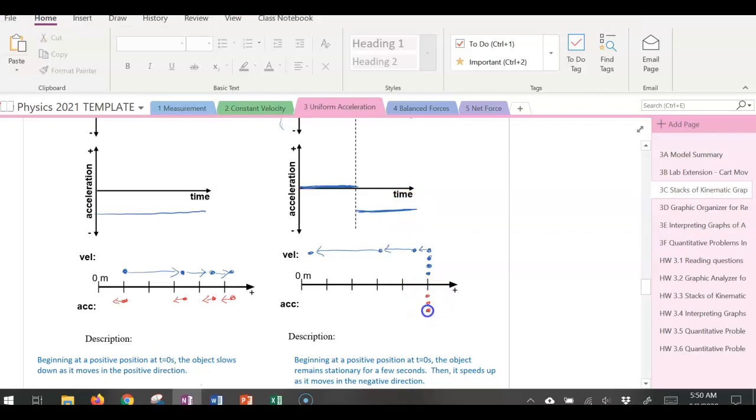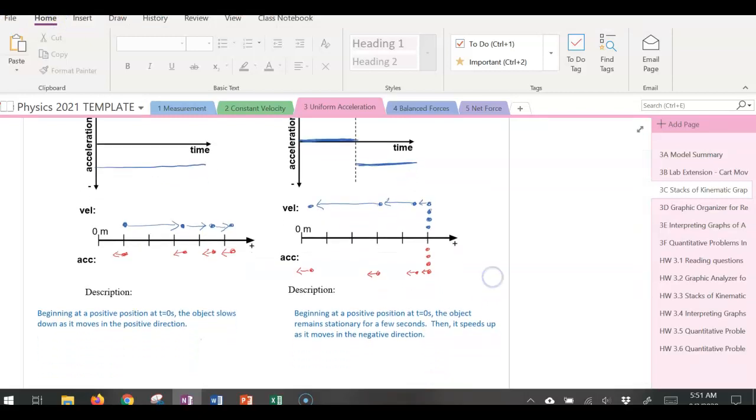For the acceleration, first I put the position dots at the same positions. For the first 4 dots, I don't draw any acceleration vectors because the acceleration is 0. And then it's speeding up in the negative direction. When something's speeding up, the acceleration vectors point in the same direction as the velocity vectors.